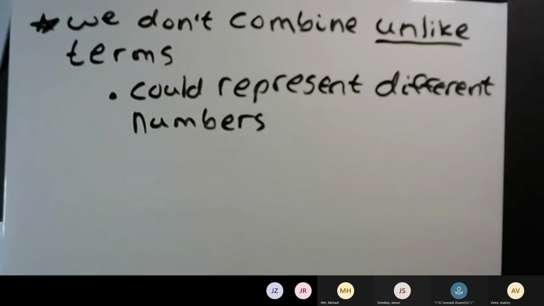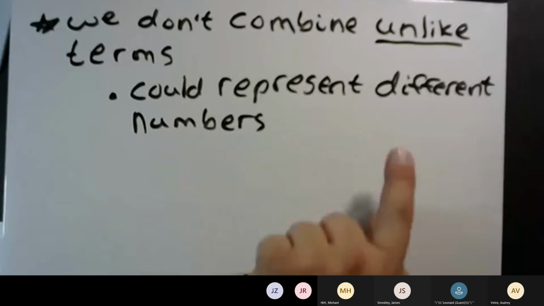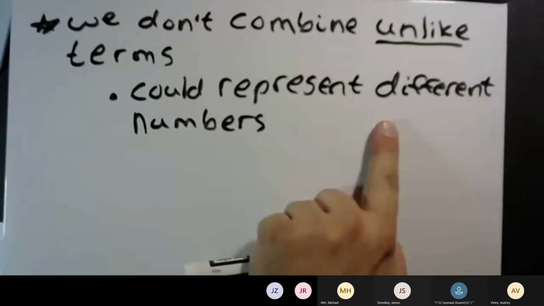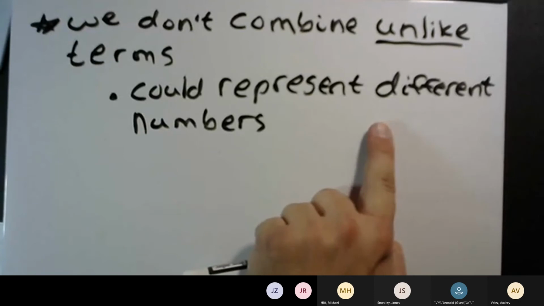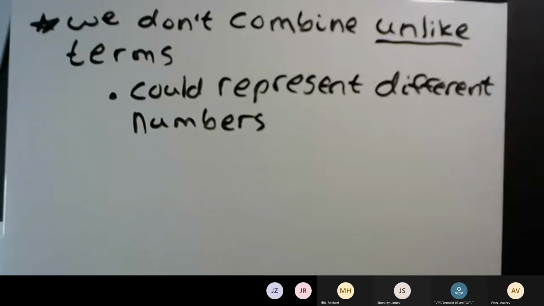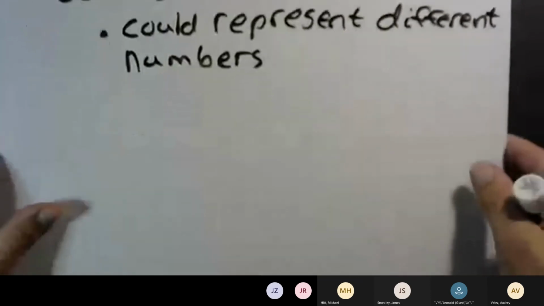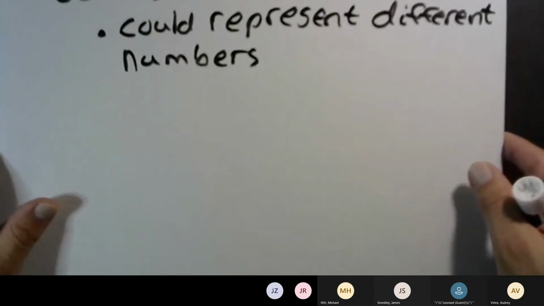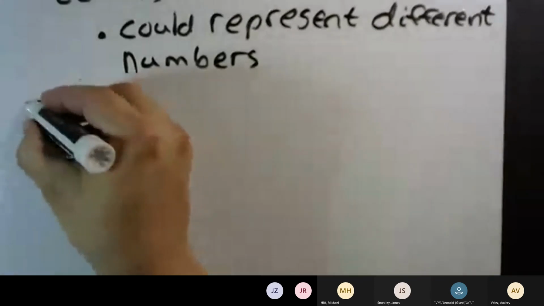And the problem is when we combine unlike terms, we're making one of these different numbers disappear. That means we've changed things when we shouldn't have. So let me go through an example of that with algebraic expressions. Let's say, again, if I'm going a little fast, let me know.